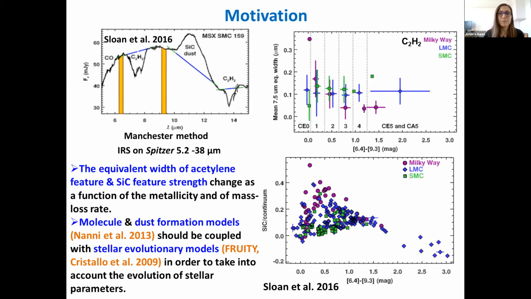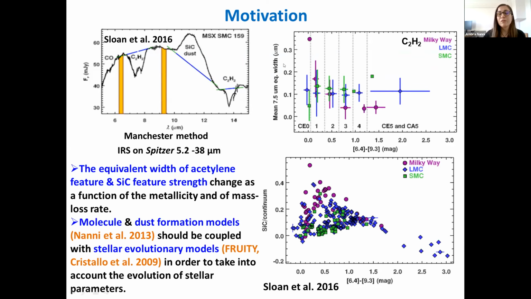Once people analyzed this, they looked at the mean equivalent width of the acetylene feature as a function of the dust content in these stars, and they found a trend between this equivalent width and the metallicity. They looked at this for Milky Way carbon stars, LMC and SMC. For decreasing metallicity, they found that the equivalent width of the 7.5 micron feature tends to increase.